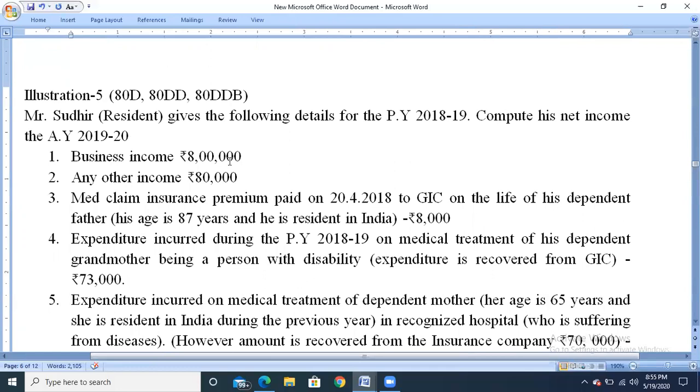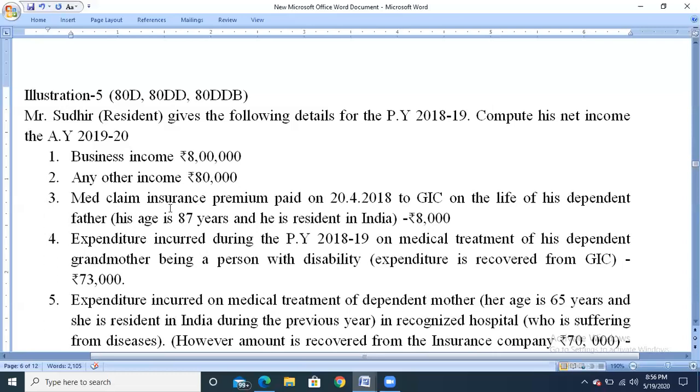First one, business income. So they have given the business income. Second one, any other income source, that is called other sources. And they have not given any other information regarding the other heads. So 8 lakh plus 80,000, 8 lakh 80,000 will be the gross total income. Next, we'll see the deductions amount.